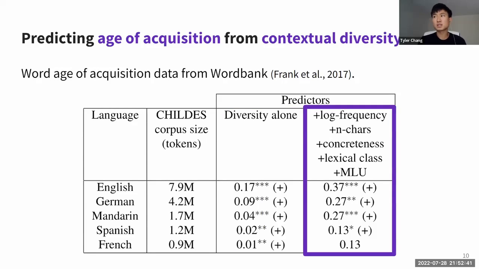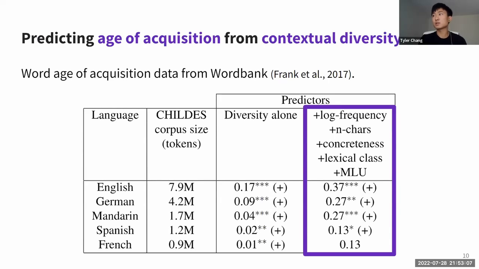Then we get a similar result after we account for the previously mentioned covariates from the Brzezinski paper. So log frequency, the number of characters in a word, concreteness ratings of words, the lexical classes (noun, verbs, adjectives, etc.) of words, and the mean length of utterances containing a word. And we ran linear regressions predicting age of acquisition from these 5 covariates.